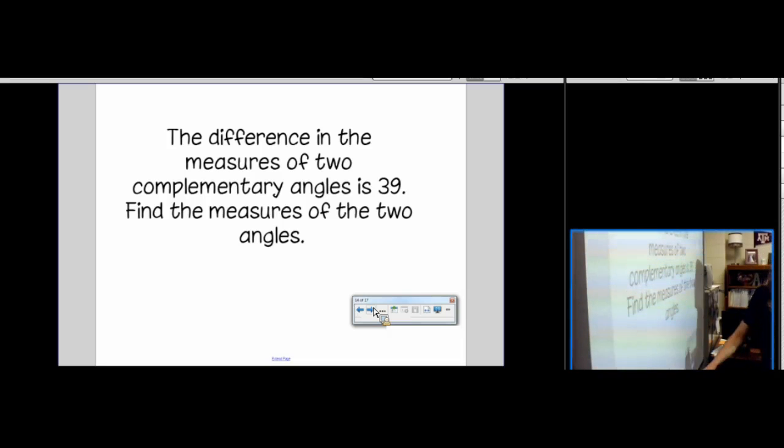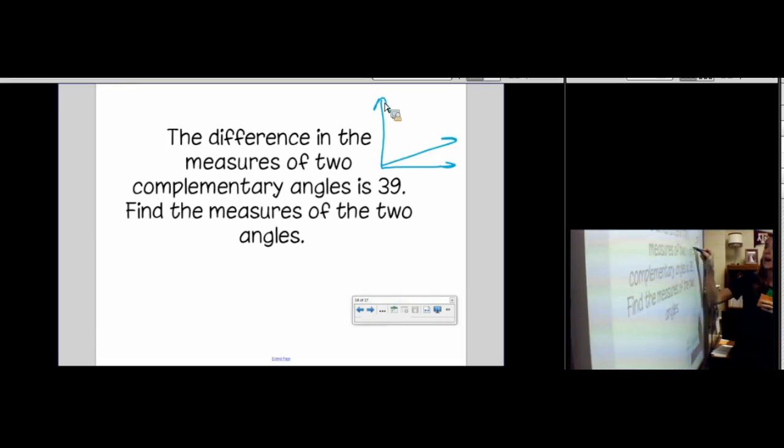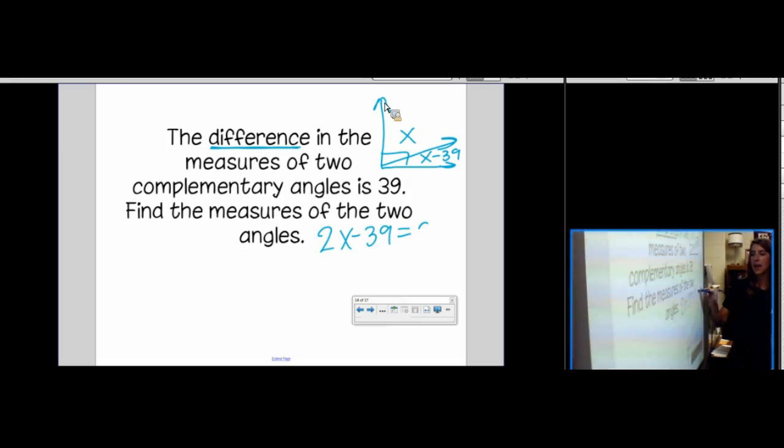I hope that when you see a problem like this, the first thing you do is draw complementary angles. I hope you draw a right angle with some sort of ray in there. Good, yes. Okay, if I call one of them x, what do I call the other one? Do I call it 39? No, the difference. Good. Difference means subtract. So if I call one of them x, I'm going to call the other one x minus 39. Now what do we do? Add them to equal 90. Good. 2x minus 39 equals 90.